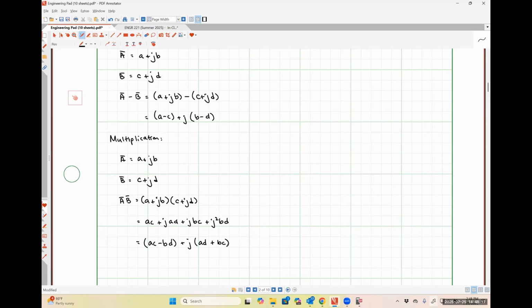So that is multiplication using rectangular form complex numbers, and it isn't crazy difficult by any stretch of the imagination, but it is a little bit tedious. Okay.